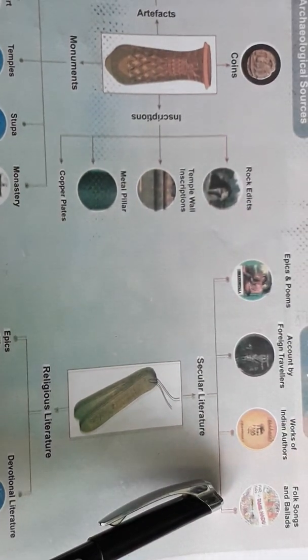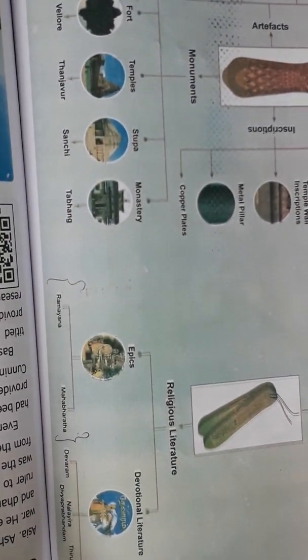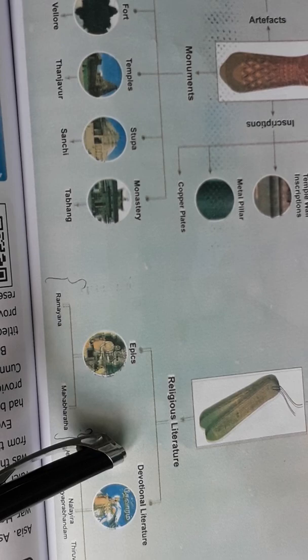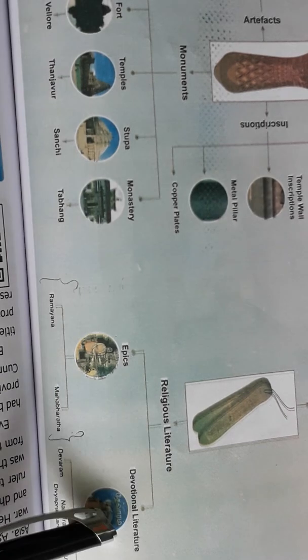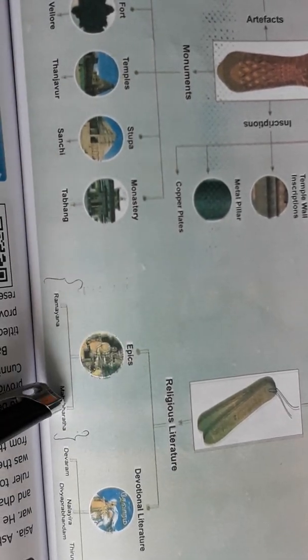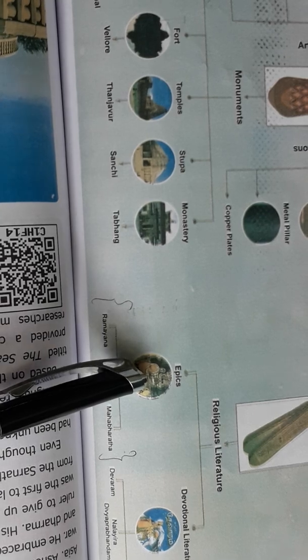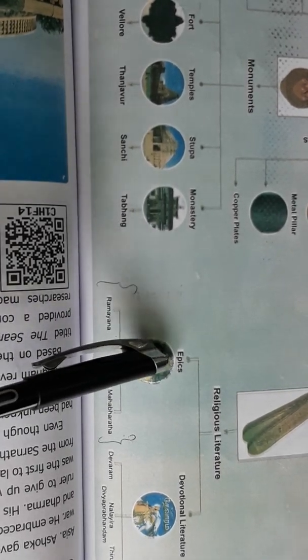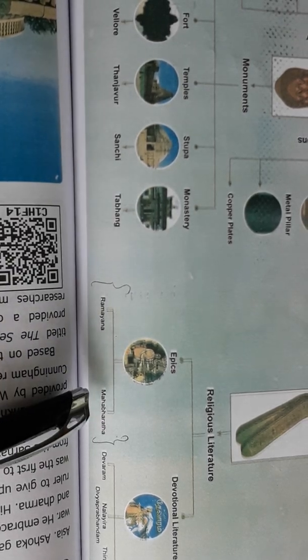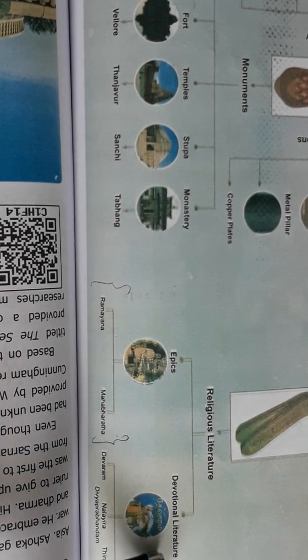Now we are going to see religious literature. What are the religious literature? Epics and devotional literature. Here comes one question. What are the epics? Ramayana and Mahabharata are the two important epics. What are the epics? Ramayana and Mahabharata.